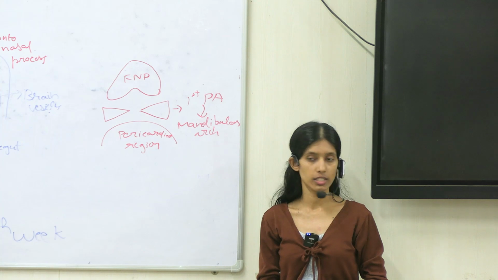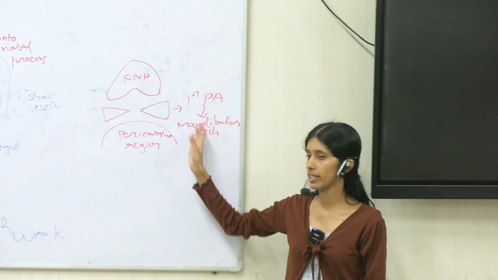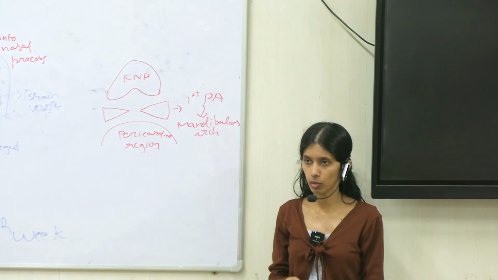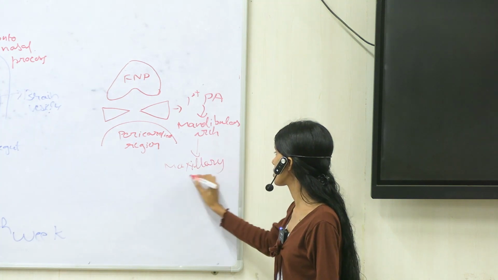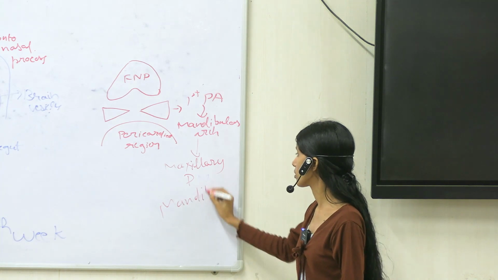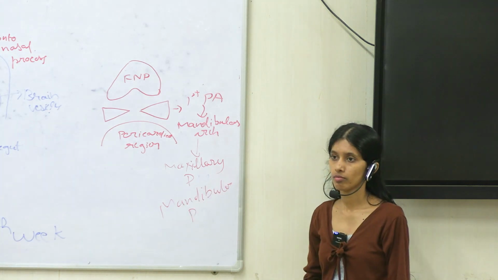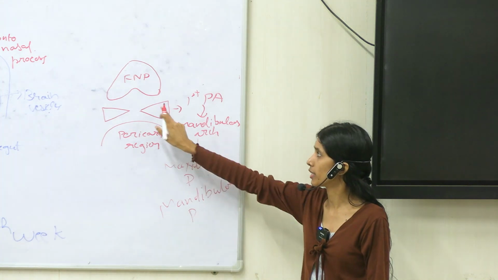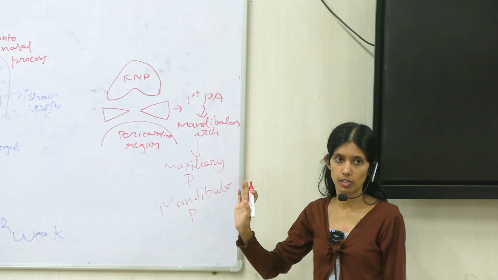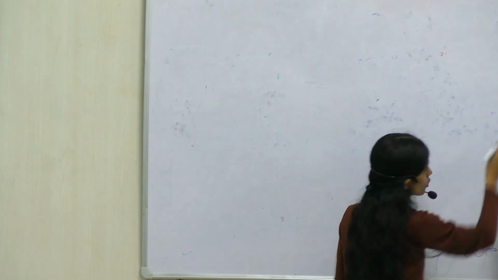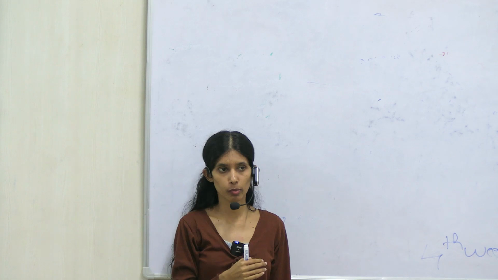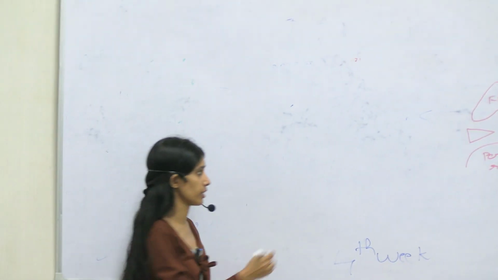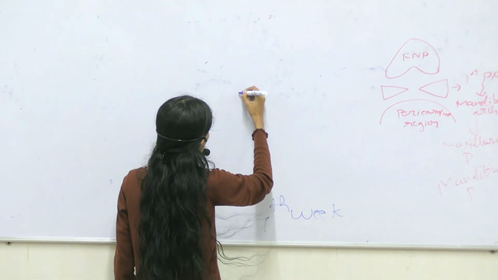Here we can see two important processes that derive from your mandibular arch. What are those? The maxillary process and the mandibular process. These are the two important processes that derive from your first pharyngeal arch. Any doubts in this? Once your first pharyngeal arch divides into the maxillary and mandibular process, your frontonasal process will also increase in size and move in a downward direction like this.